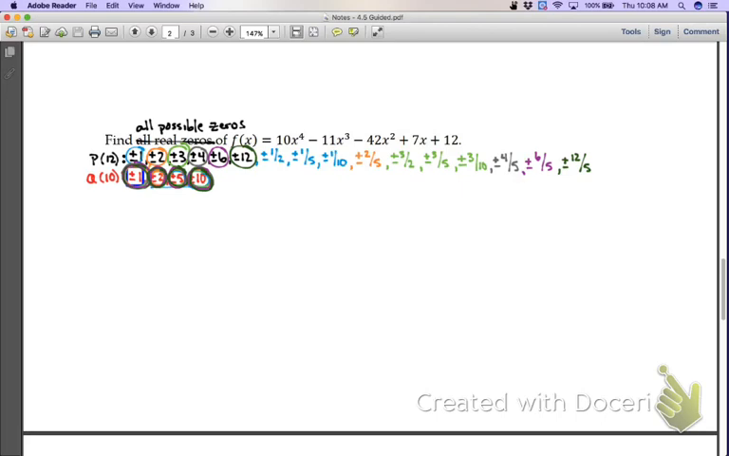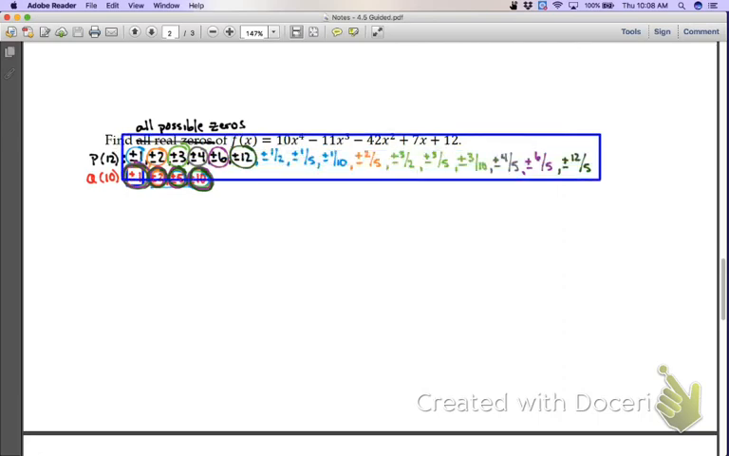But as far as the possibilities, these are all of the possible zeros that my graph could cross. Now, is it going to cross every single one? No. But these are all the possibilities to figure out when it is at 0.